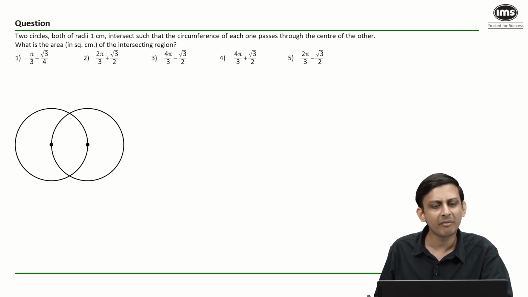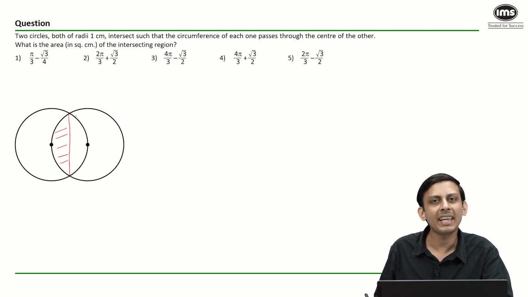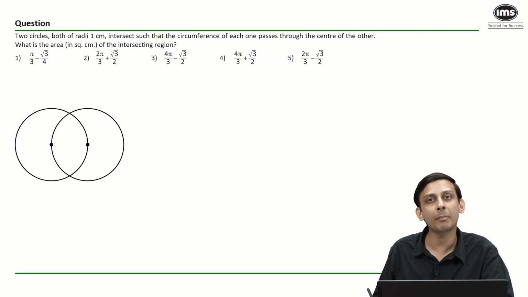Now we know that we'll draw the common chord. Okay, we'll draw the common chord like this. We'll find the area of one of these segments. Area of the sector minus area of triangle will give us area of the segment, and double of that will be the total area. Okay, we've seen that in a previous question. But here the problem is that we don't know the angle that the sector will be subtending at the center. Okay, we don't know the central angle of the sector. So first we will have to find that.